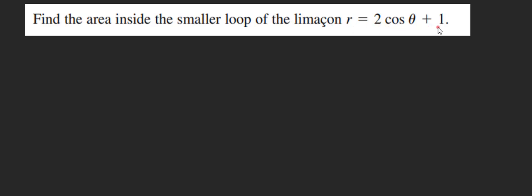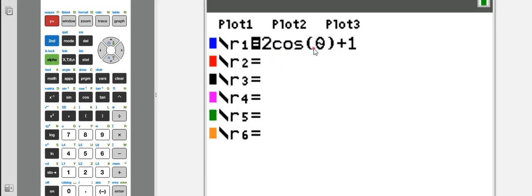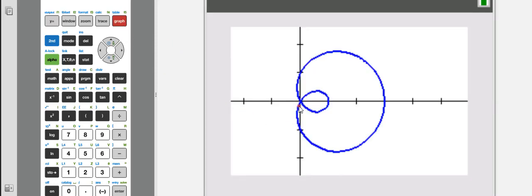theta plus 1. So what do they mean by area inside the smaller loop? Let's first graph it and see. Put 2 cosine theta plus 1 into your calculator, and we're going to graph this. When you graph it, you get something like this. So basically, they just want the area of this portion right here. Now, in order to do that, we only need the graph of this smaller loop to find alpha and beta. Notice that at that point right there, r is equal to 0.